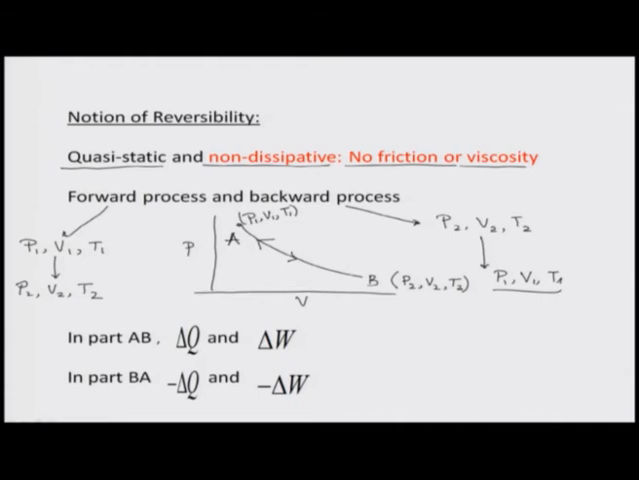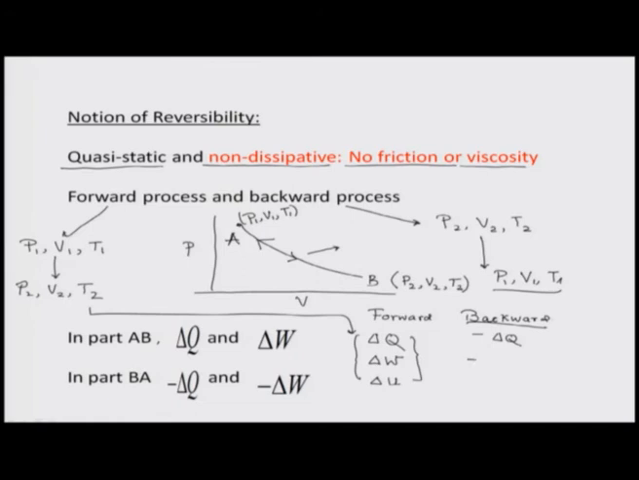What does it mean? Let us say in the forward process I have delta Q, heat supplied or heat released, delta W, the total work done on the system or by the system, and delta U, the change in internal energy. If this represents my forward process, in the backward process I should have minus delta Q, minus delta W, minus delta U. That is what I mean when I say forward and backward processes are completely equivalent.